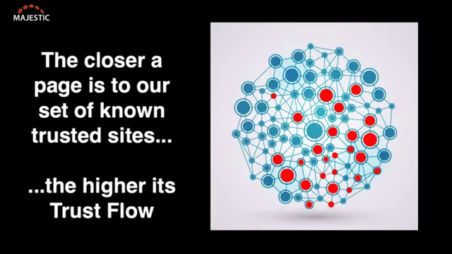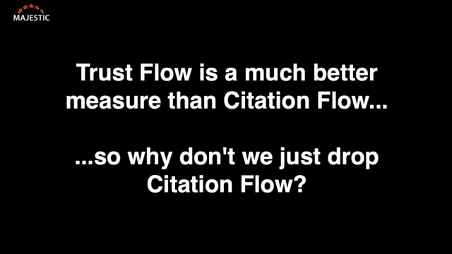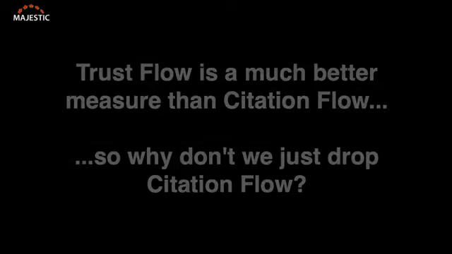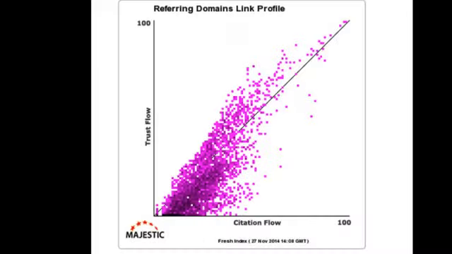So we can say, the closer a page is to our set of known trusted sites, the higher its trust flow. Trust flow is a much better measure of the quality of a site than citation flow. So why don't we just drop citation flow? We don't, because in conjunction with trust flow, it gives some very valuable insights. We combine citation flow and trust flow to give you a link profile.